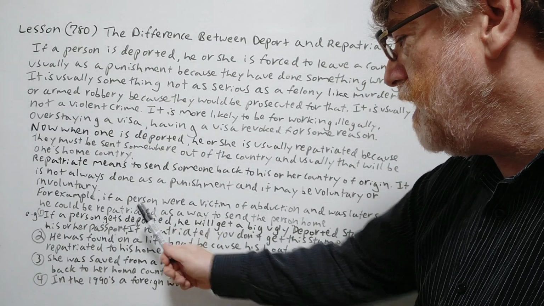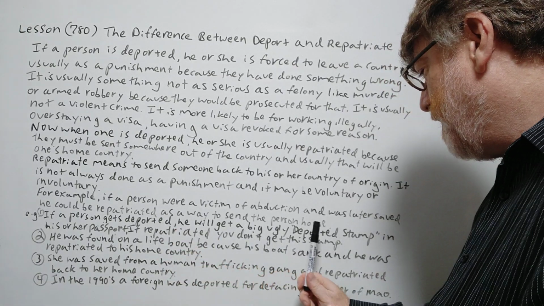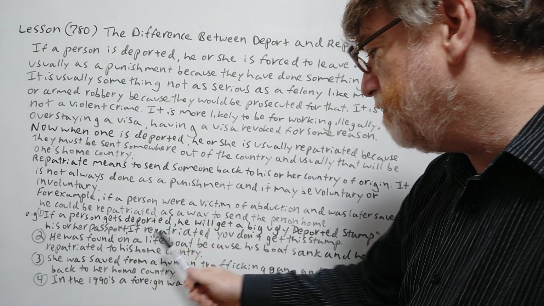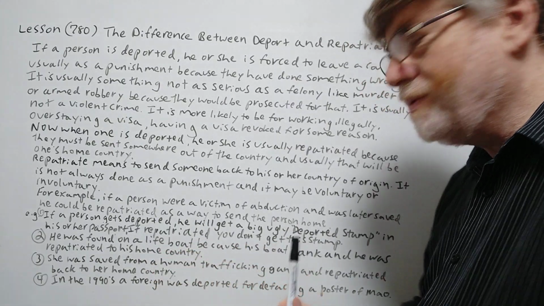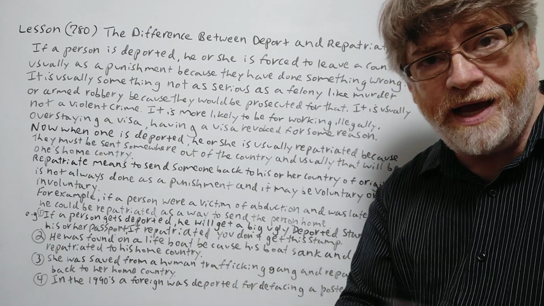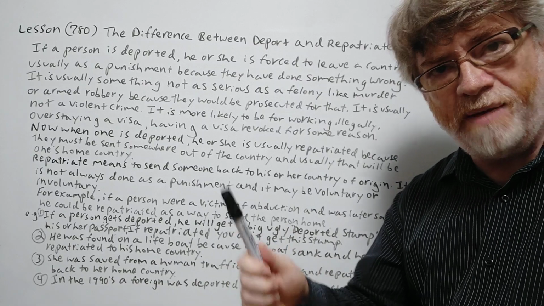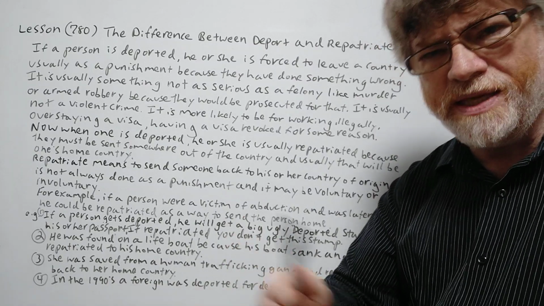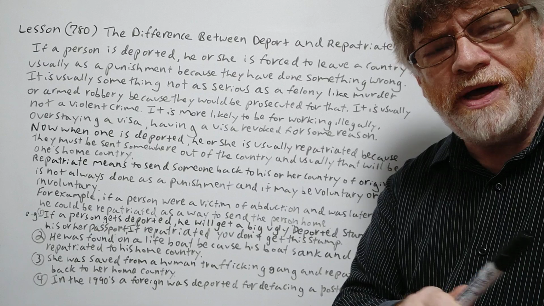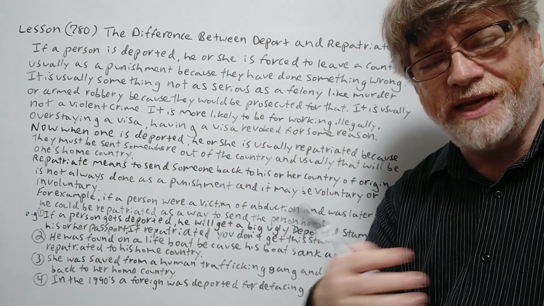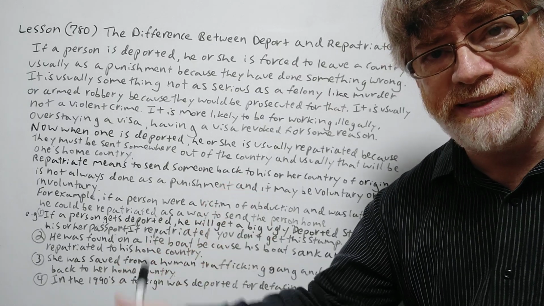Here's the first one. If a person gets deported, he will get a big, ugly deported stamp in his or her passport. If repatriated, you don't get this stamp. And I did actually talk to some people. They said they got a deported stamp in the country. I think they overstayed their visa. But they say once you get that deported stamp, when they go back to their home country, they usually pretend that they lost their passport.